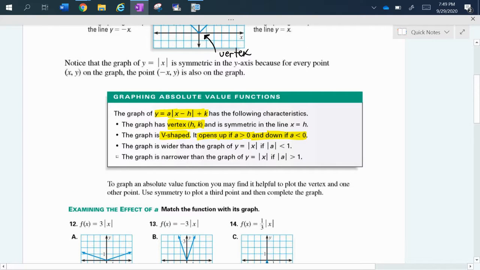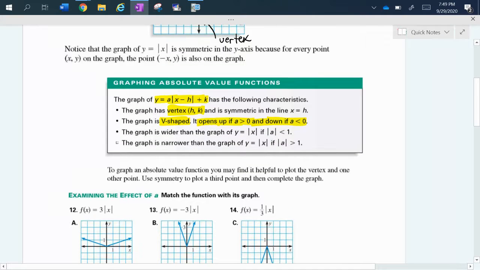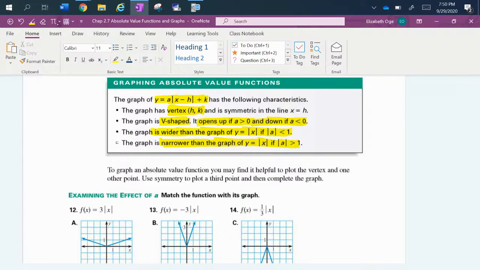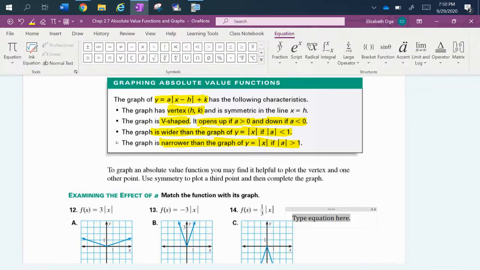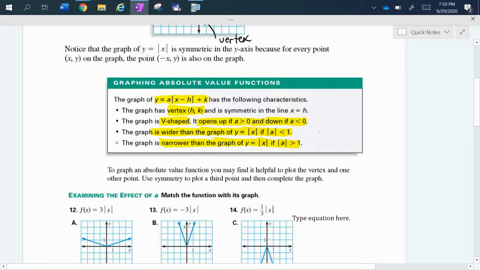So the a tells us 2 things. First is, does the v open up or does it open down, depending on whether it's positive or negative. And it also tells us the graph is wider than the absolute value of x if a is less than 1, or in between 0 and 1, and narrower if a is bigger than 1. So remember, if our graph becomes wider, then we say the graph is compressed. And if the graph is narrower, we say the graph is stretched.